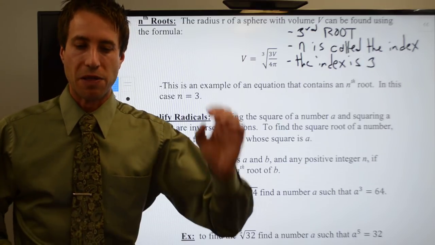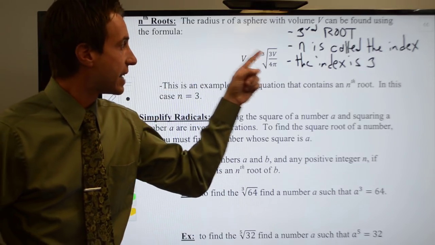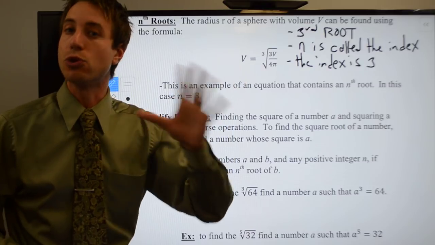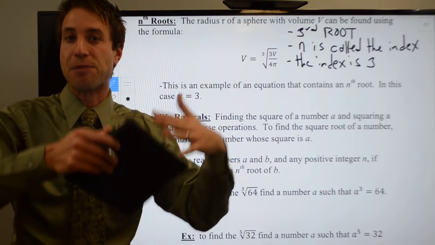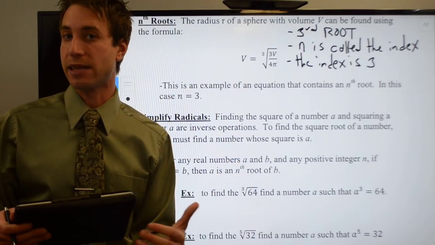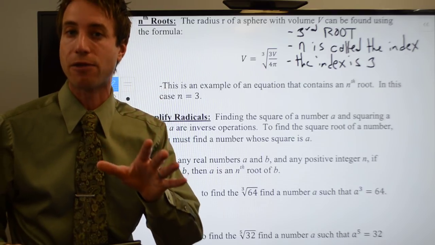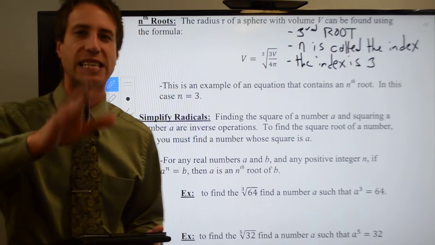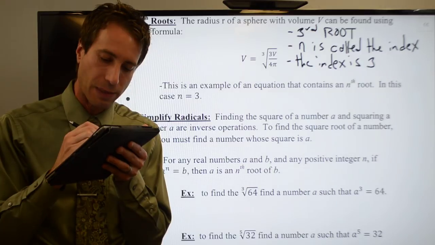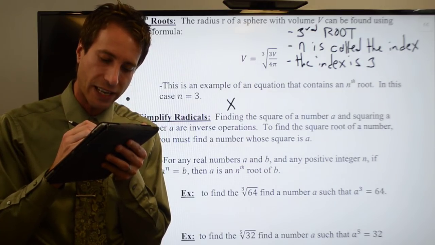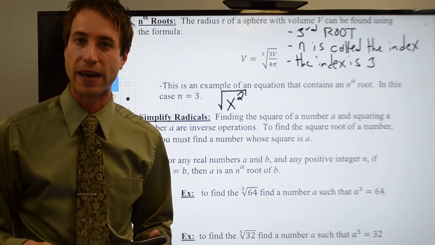If the index, the degree of the root that you're taking, and the power underneath the radical symbol are ever the same, they'll cancel each other out. Let me show you exactly what I mean. It's actually very, very simple. If you have an x squared, and I'm going to take the square root of x squared.